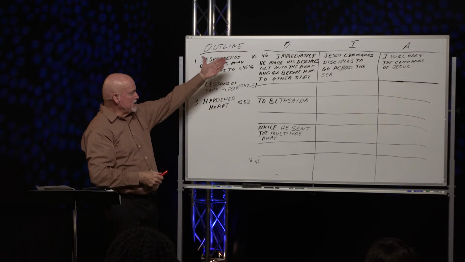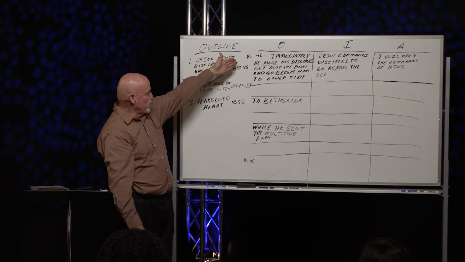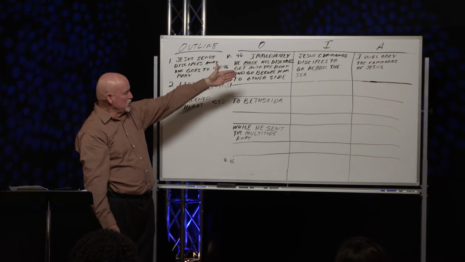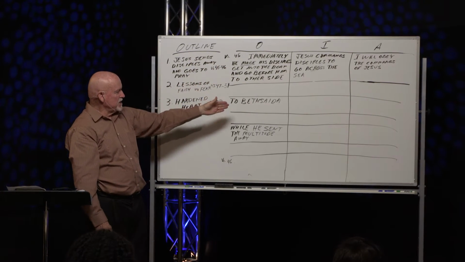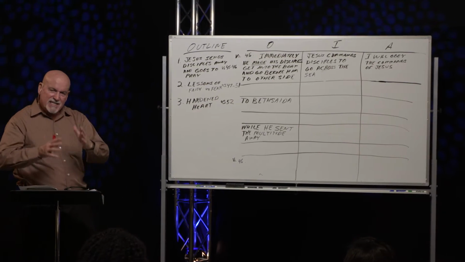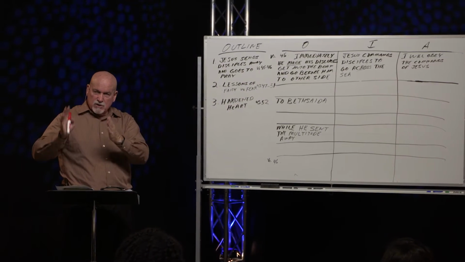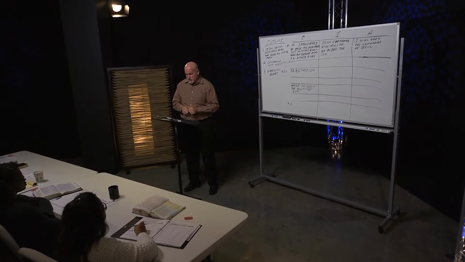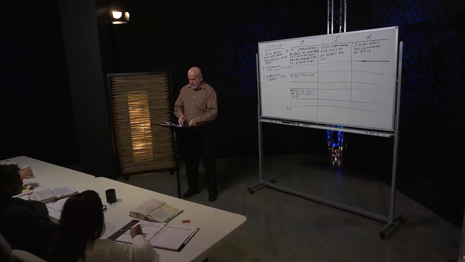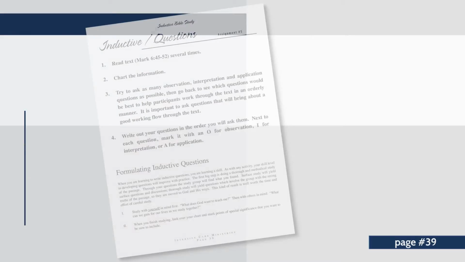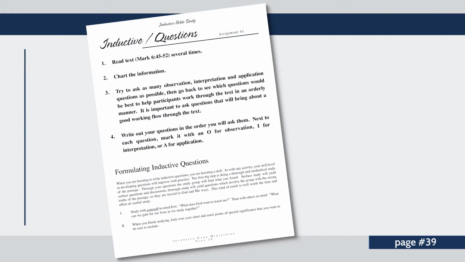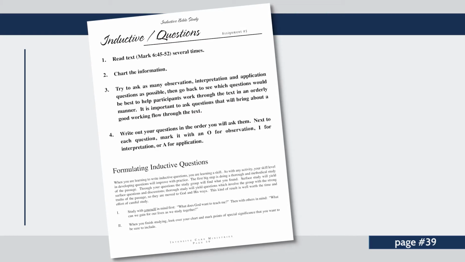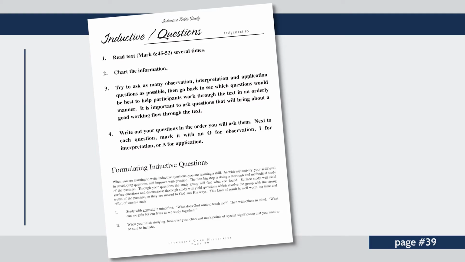And so as I get into my chart now, starting with verse 45, okay, I'm going to get the participants to look at the different observations, interpretations, and so you're going to take time to go through and chart all those verses. Once you've done that, then we come back and we're going to work on formulating questions. So if you'll look in your manual there on that fifth assignment, you'll see some information about formulating inductive questions. I just want to go over that with you for a little bit as you then go through and begin to write up your questions.